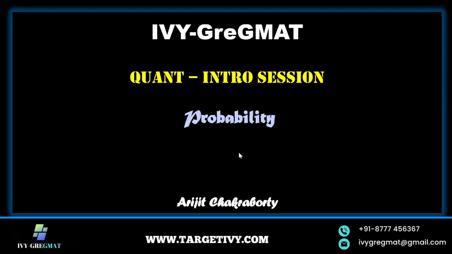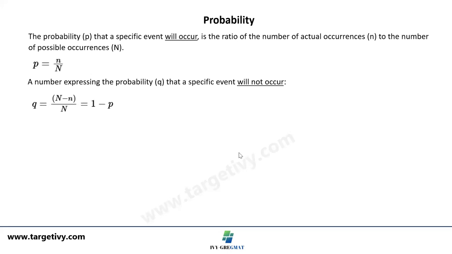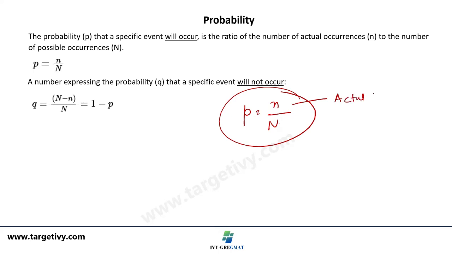Let's get started. Probability. The probability that a specific event will occur is the ratio of the number of occurrences to the number of possible occurrences. So this is fairly simple: when we look at probability, it is something like an event will occur. So P is equal to n by N. In this formula, n is the number of actual occurrences versus N, the number of possible occurrences.